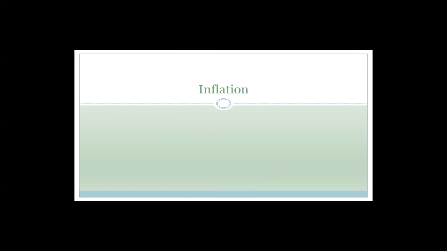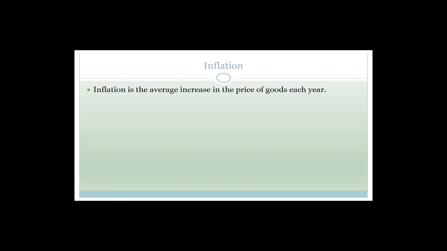Right, let's try again. Now we're going to move on to inflation. Inflation is the average increase in the price of goods each year. I'm sure you've heard somebody talking about inflation in the past. It's given as a percentage. For example, they'll say the inflation rate is 7% this year. What does that mean? That means that things are 7% more expensive to buy than they were last year. So in order for you to survive, your salary has to be at least 7% higher than it was last year. Do you understand what I'm saying?